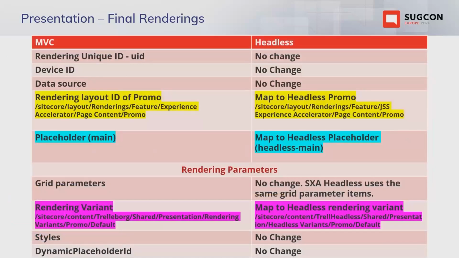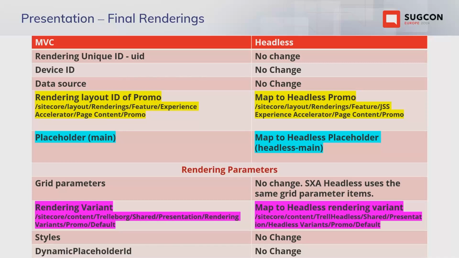Now, this is the mapping. Rendering unique ID, there is no change. Device ID, there is no change. Data source, no change in your layout. But rendering layout ID of the default promo component, map it to headless. In the same way, placeholder is main. When you change it, map it to headless main.